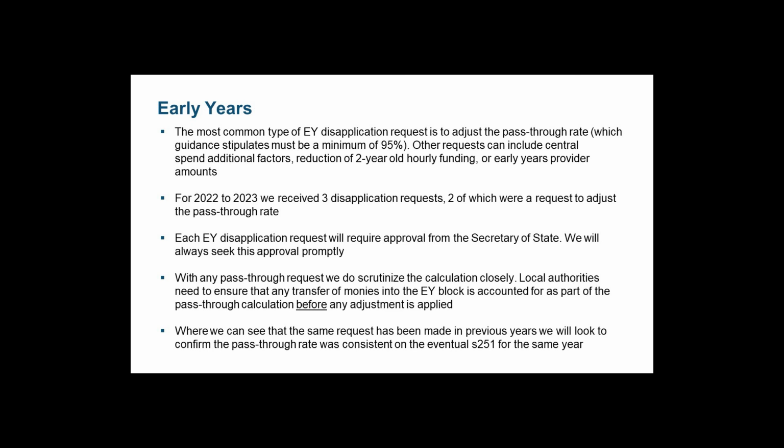What we would ask is that when you're doing that calculation modelling, if you're intending to transfer in any funds from other blocks, so for example, if you're looking to move funding from your high needs block into the early years block, make sure that's factored in as part of your calculation before you apply the adjustment to your pass-through. We have had it sometimes in previous years where local authorities have moved funding from one block into the early years block, but they haven't necessarily factored that in as part of their pass-through adjustment calculation. So if you are intending to do that action, make sure that's factored in before you start doing the calculation modelling, to help demonstrate that the pass-through request is still relevant to be adjusted. That's it for myself, Jordan, if you want to move on from there.